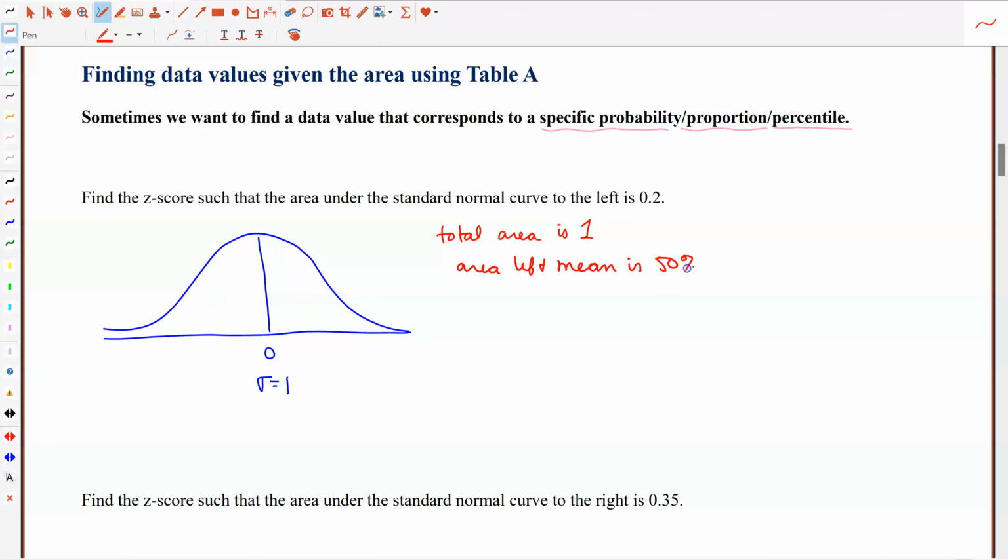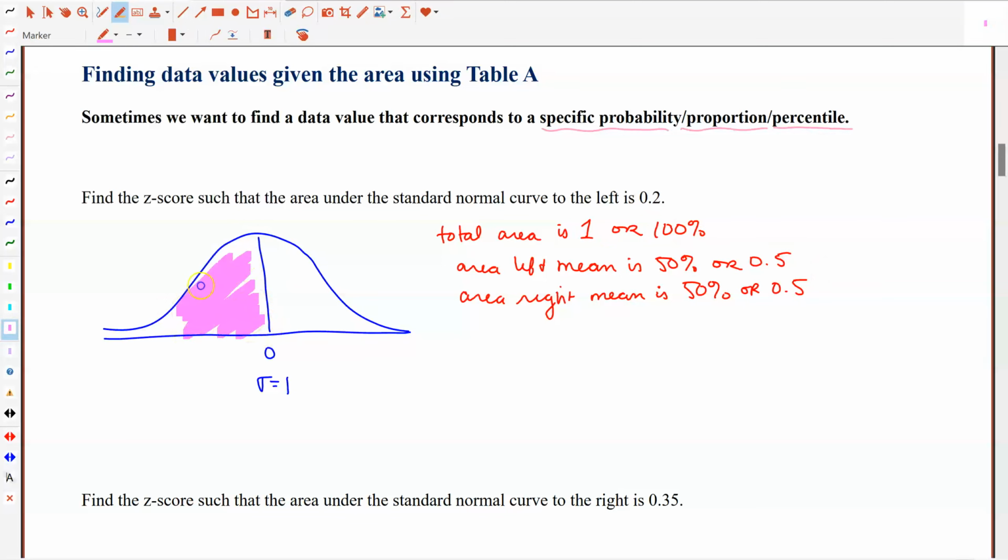is 50%, or 0.5 if you wanted to write it as a decimal. The area to the right of the mean is the other 50%, or 0.5 if you want to write that as a decimal. All right, where the total area under the curve is 100%. So what we've just said is that with relationship to this mean marker, half of the area is over here and half of the area is over here.